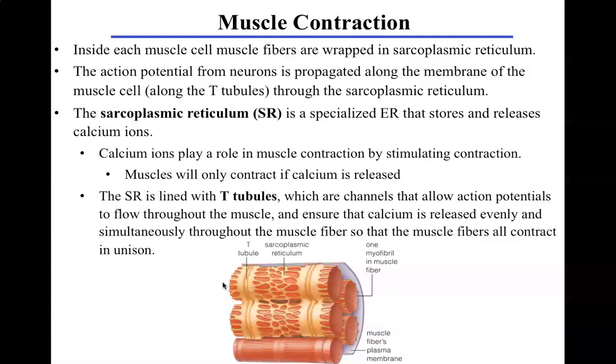And so your muscles have something on them called sarcoplasmic reticulum. And sarcoplasmic reticulum is going to help spread out the nervous signal and ensure that the muscle all contracts at the same time. So what is the sarcoplasmic reticulum?